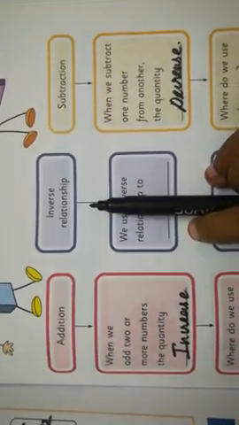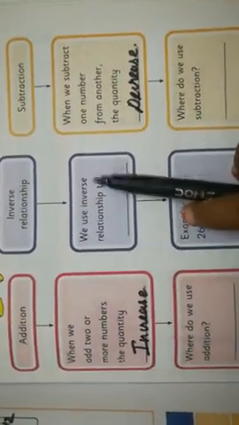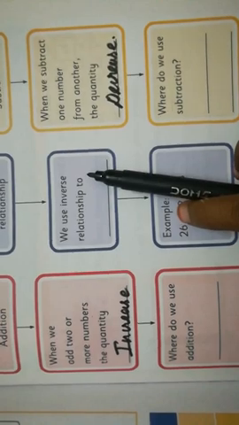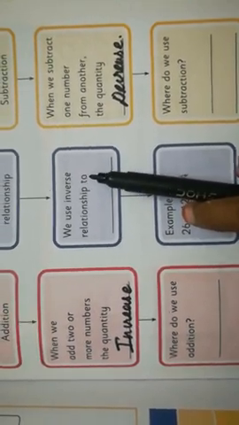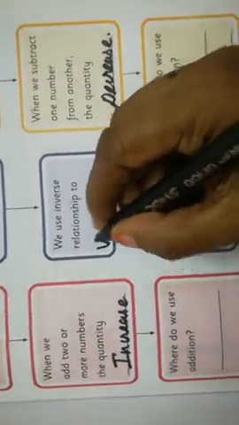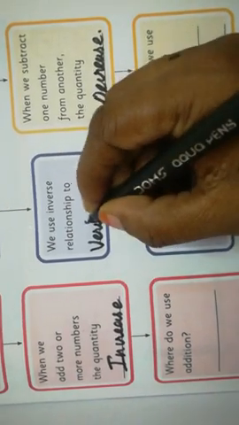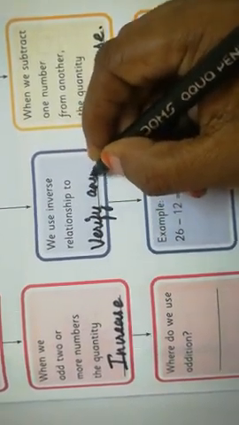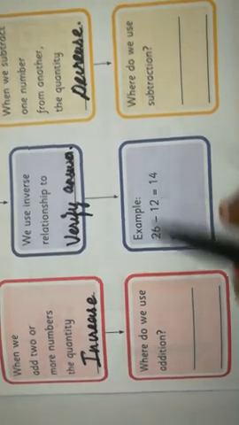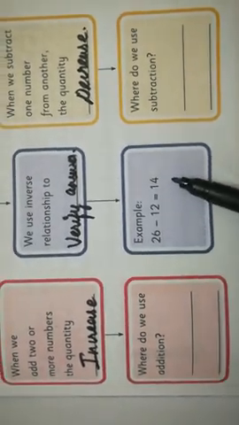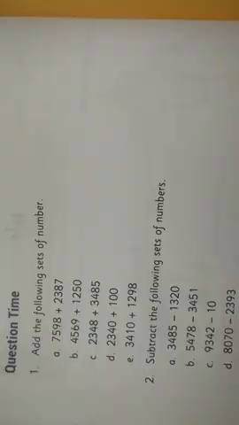Then the inverse relationship. We use the inverse relationship for which purpose? Yes, to verify answers. For example, 26 minus 12 we get 14. For verifying, we use the inverse relationship, children.